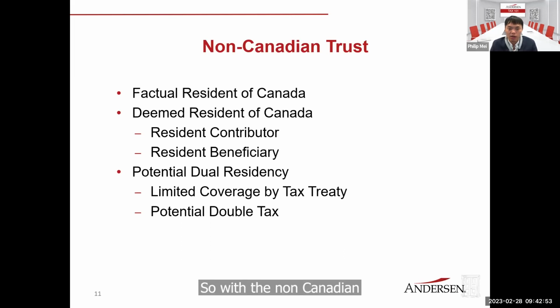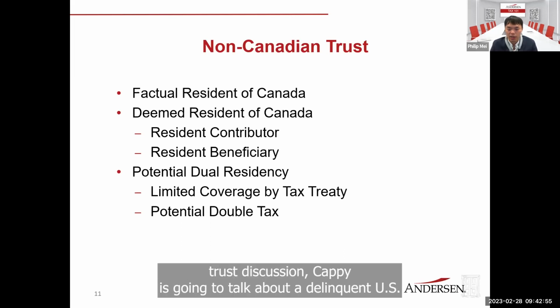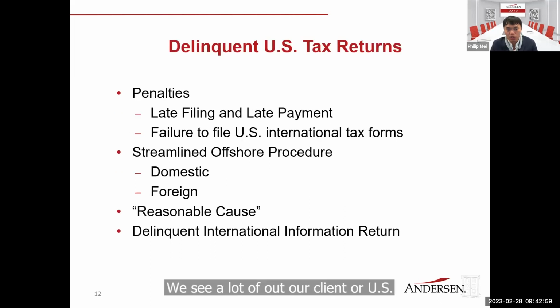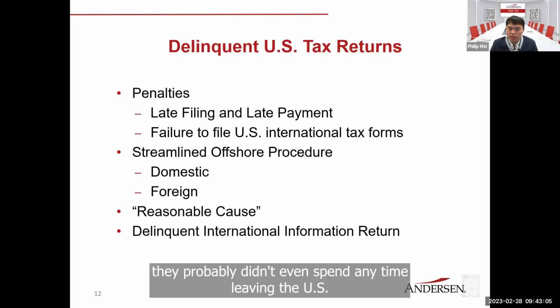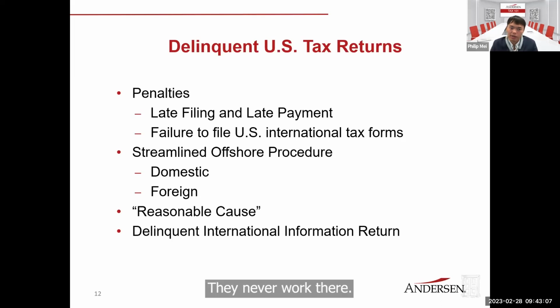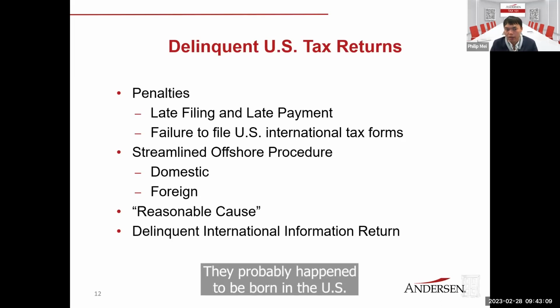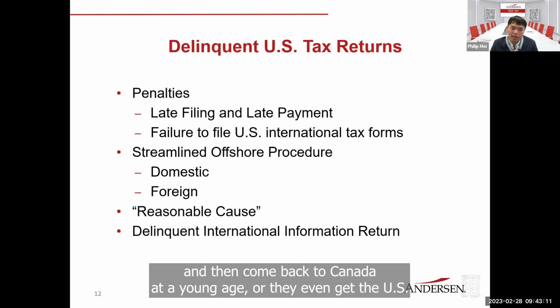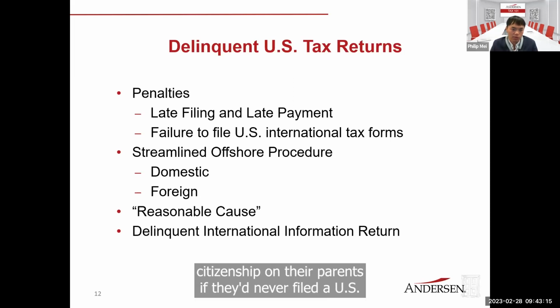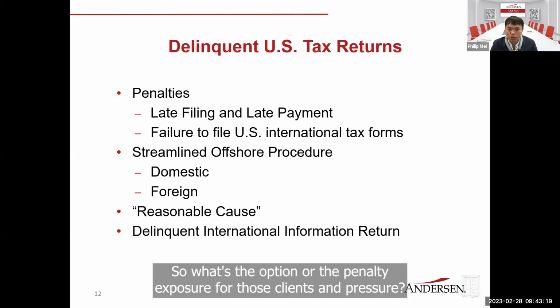So with the non-Canadian trust discussion, Kathy is going to talk about the delinquent US tax filing returns. We see a lot of our clients who are US citizens that probably didn't even spend any time living in the US. They never worked there. They probably happened to be born in the US and then came back to Canada at a young age, or they even got US citizenship from their parents. They never filed a US return. So what's the option or the penalty exposure for those clients?